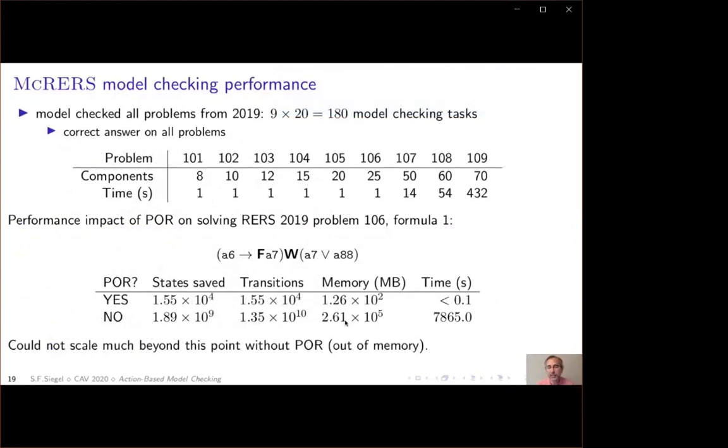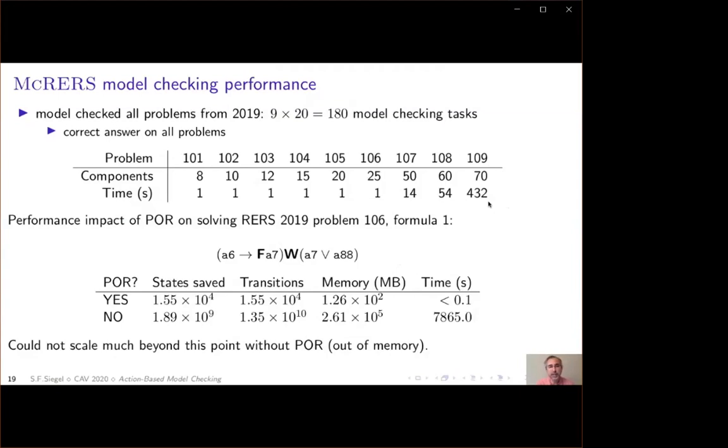There are 9 different concurrent systems, each with 20 LTL formulas, some of which hold and some of which don't. First, McRERS got all of the correct answers for all 180 problems. That's good. This table shows you the time to do each problem. In the largest problem, for example, which has 70 different components in the concurrent system, it took McRERS only 432 seconds to solve all 20 LTL formulas.